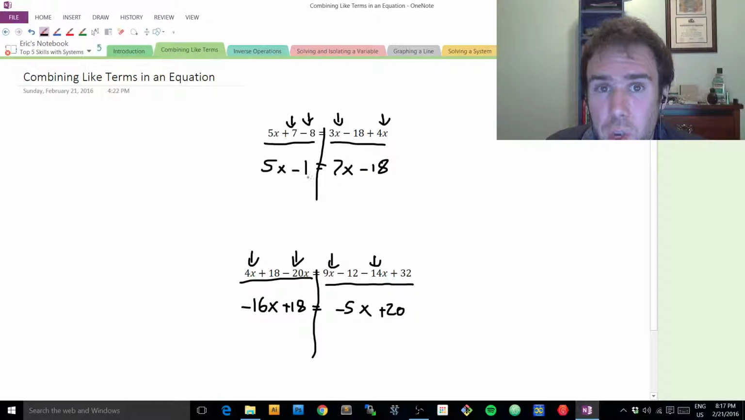If we actually wanted to solve this, then we need to start talking about inverse operations. So first, complete this assignment on combining like terms, and then we'll move on to inverse operations, what we'll need to actually help us solve for x.